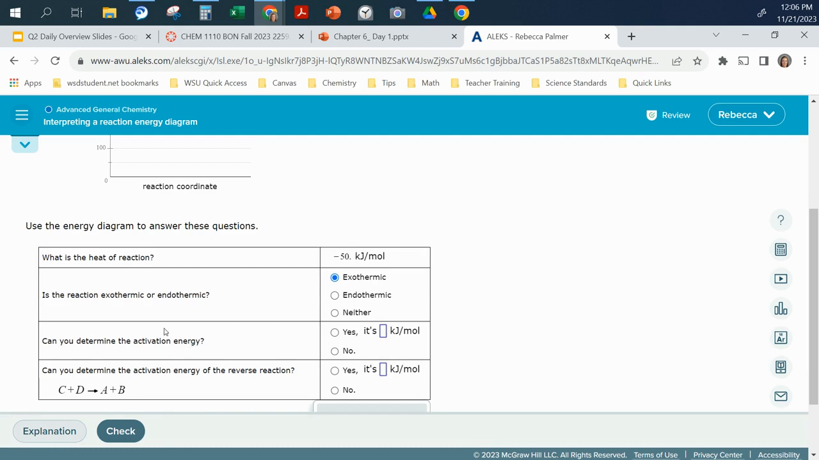Okay, activation energy is the difference between the very top of your graph and your reactants. That's your activation energy. So it's like the amount of energy you have to overcome to get to the products. So a reaction always has an activation energy, and that's always positive. So this one needs to be positive, and it is the top of the graph minus the reactants.